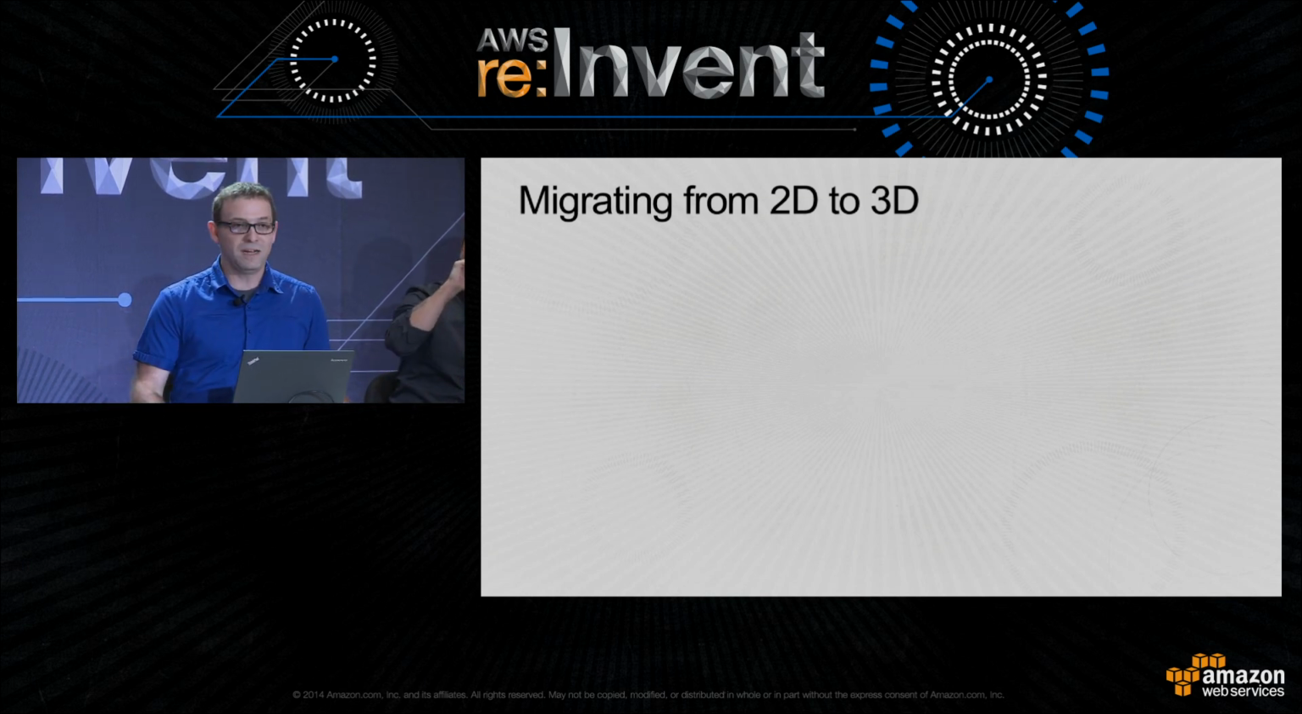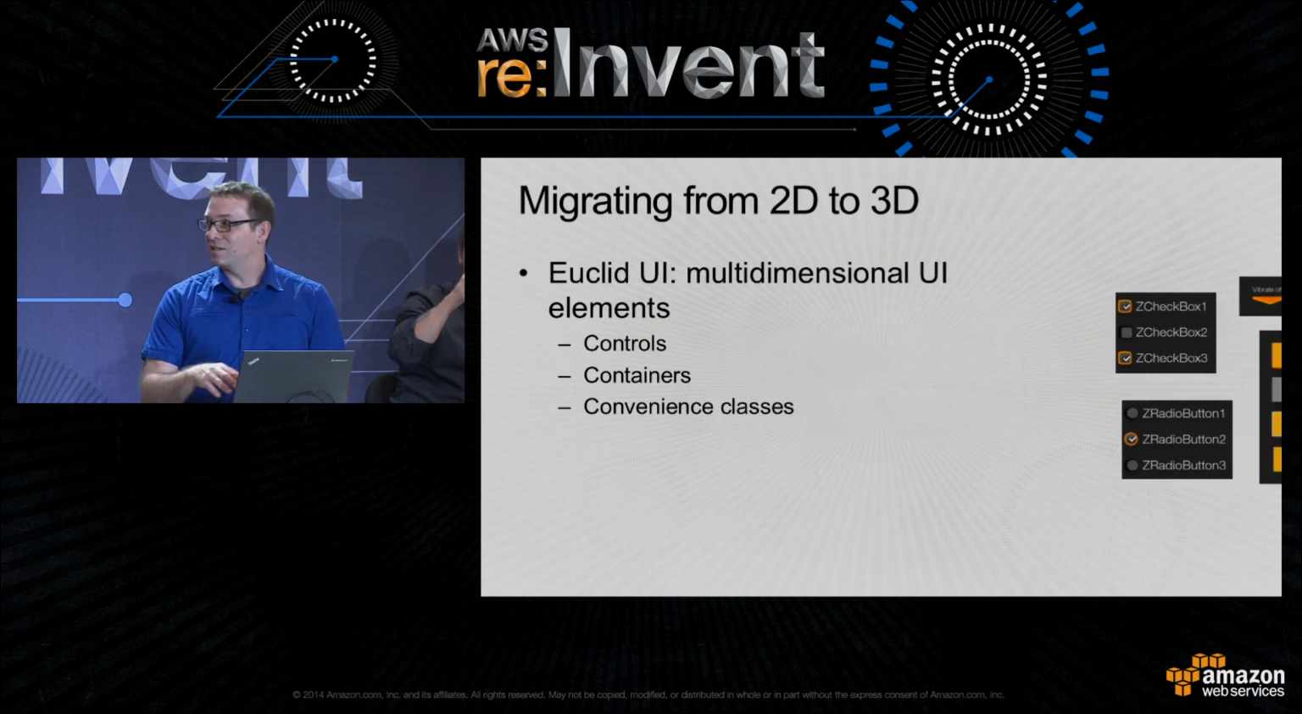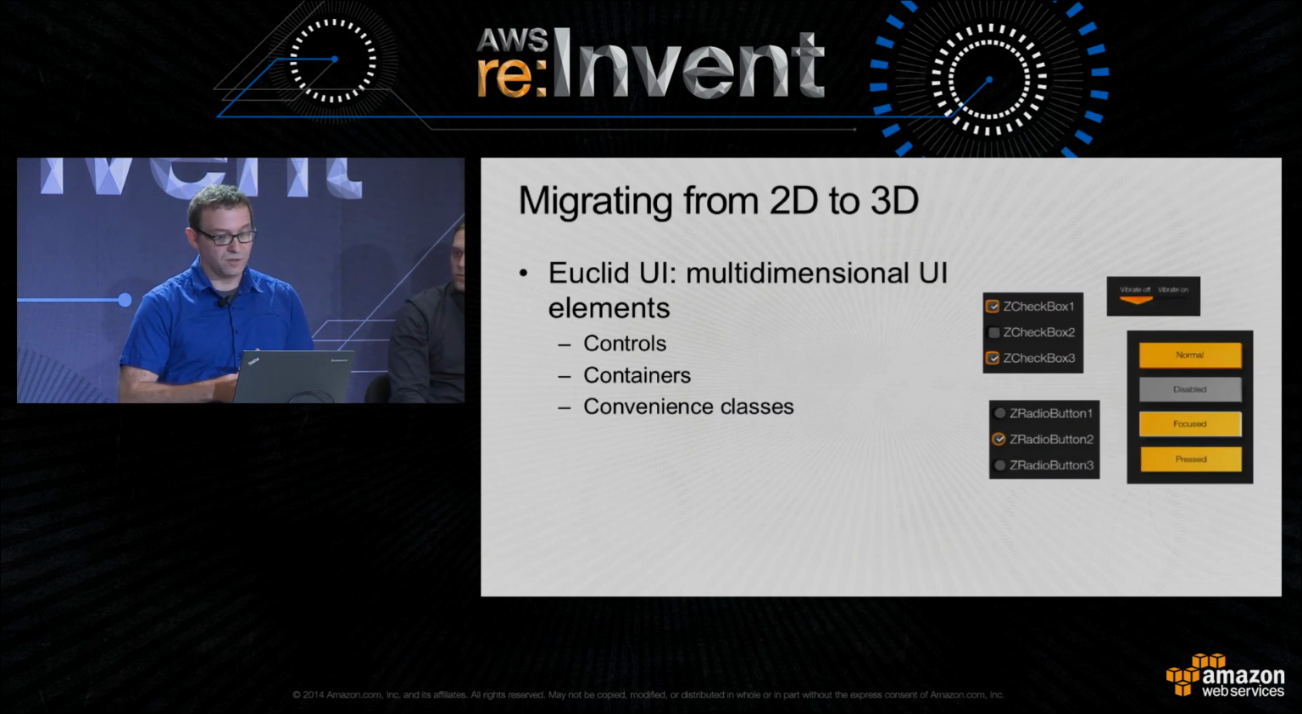I'm going to talk a little bit about a couple of different components of the API. I'm going to start with just how do you migrate? So you've got a 2D application now, you want to incorporate some of these cool features. What's involved there? So we actually have a 3D UI component library that's provided by the Dynamic Perspective API, and it's called collectively Euclid, or the Euclid UI.